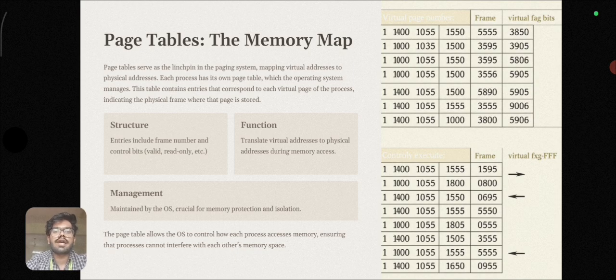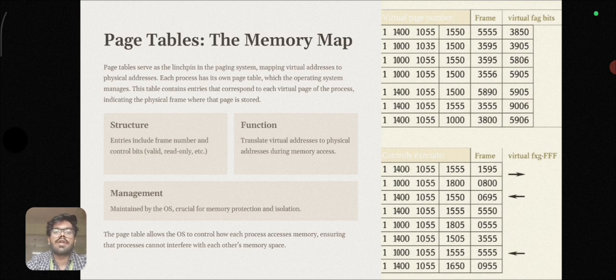The page table serves as the directory in the paging system, mapping virtual addresses to physical addresses. Each process has its own page table, which the operating system manages. This table contains entries corresponding to each virtual page of the process, indicating the physical frame where that page is stored. It consists of structure, function, and management.